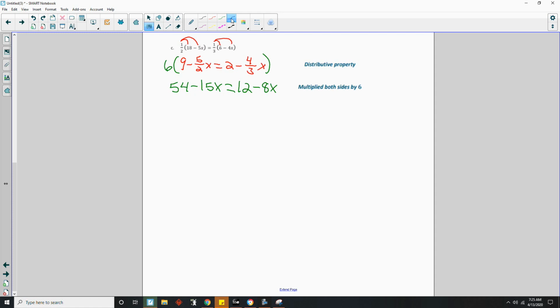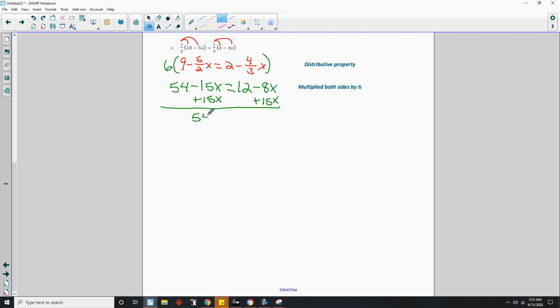Okay, so the next step is we want to get all of our x's on one side. So I'm going to add 8x, add 8x. No, actually, if I do that, I'm going to get a negative number, and I don't want a negative variable. Okay, so I want to move the larger absolute value of the variable term. So 15, absolute value of negative 15 is 15, and the absolute value of negative 8 is 8. 15 is greater than 8, so I want to move the greater absolute value linear term to make our variable positive. So we're going to add 15x to both sides.